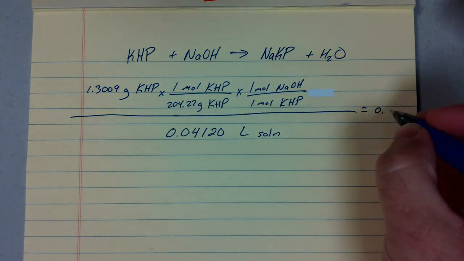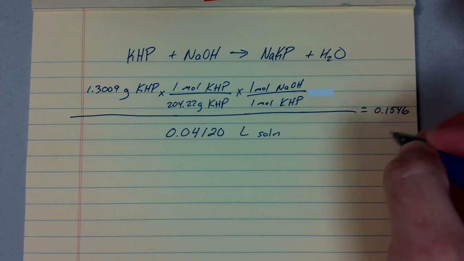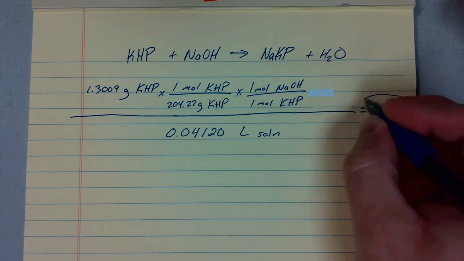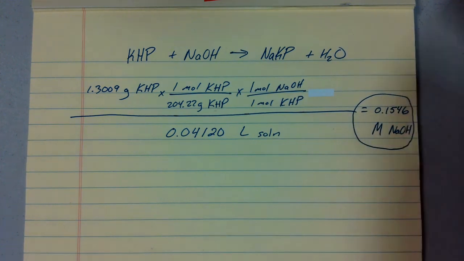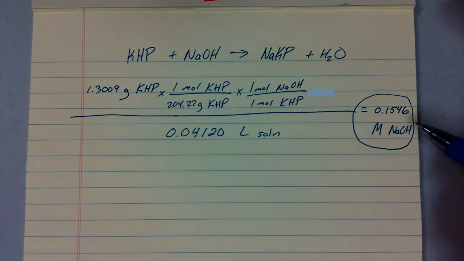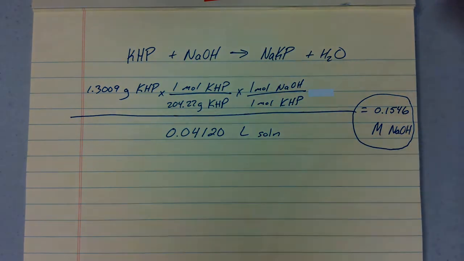So we got 0.1546 molar sodium hydroxide, which is now standardized. We got 4 significant digits on the concentration for the sodium hydroxide, which will be really useful for using this standard sodium hydroxide now for another titration.